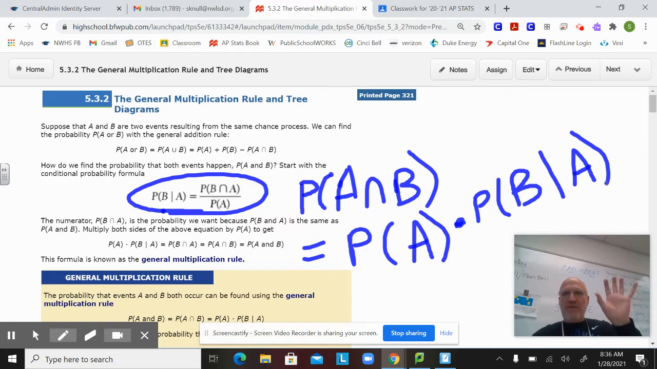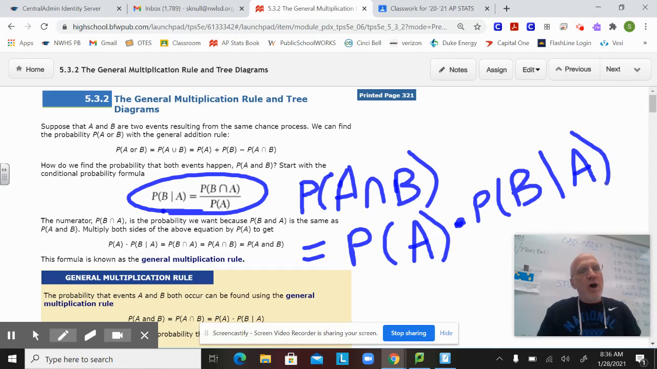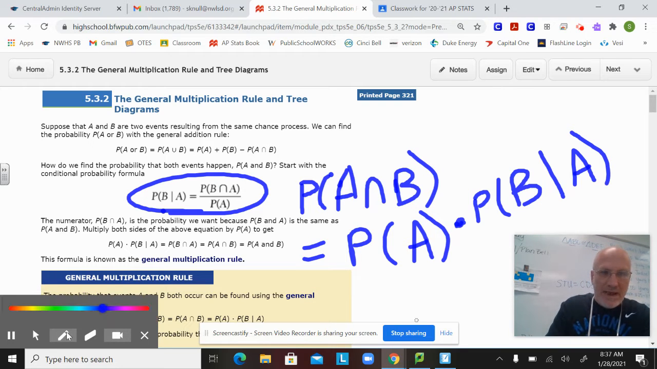In general, the probability of something and something else, you can multiply them together. Like if I'm going to toss a coin twice and I want to know the probability of getting heads both times, it would be 1/2 times 1/2. Of course, when I toss the coin the second time, it doesn't matter what happened the first time. But this general rule says it's whatever the probability of the first event is, P of A, and then you multiply it by the probability of the second event given that the first event happened. So that's what that rule says.